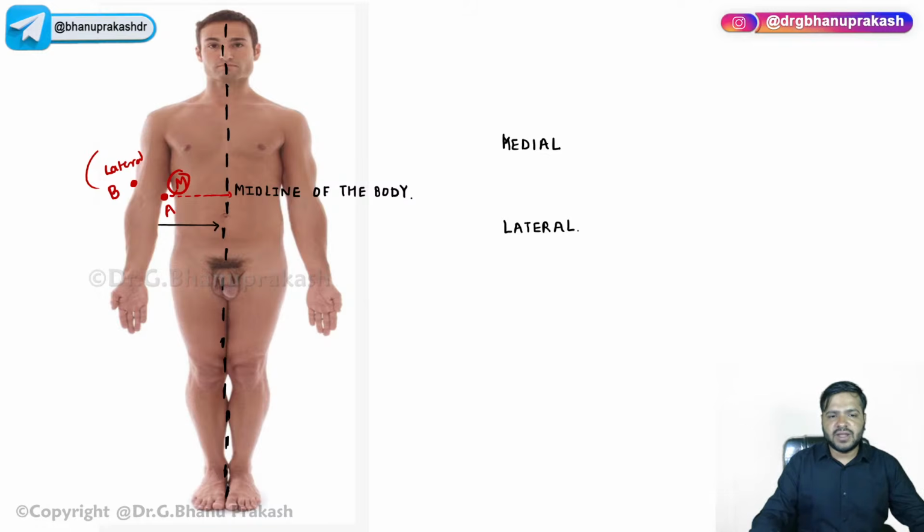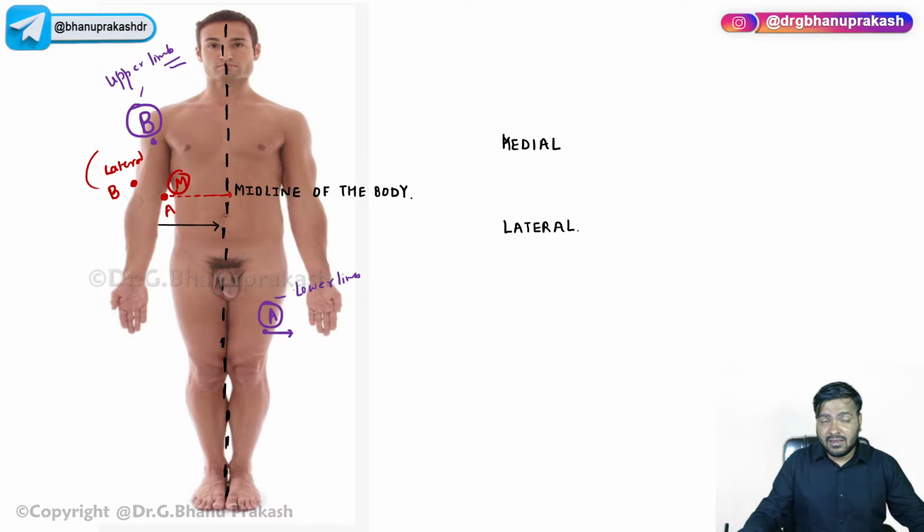Now, guys, if I take two points, I'm taking point A over here and point B over here. You can very well see that point A is on the lower limb, and point B is on the upper limb. Now, if I have to use the anatomical terms proximal and distal, can I use them for these two points? I want the answer yes or no, guys.